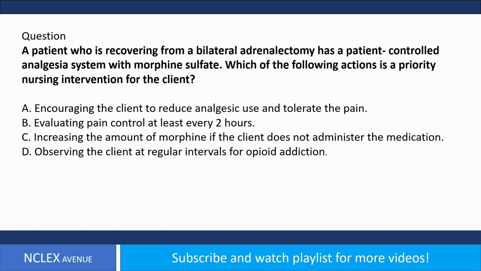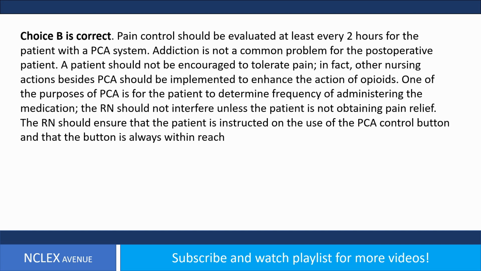Question. A patient who is recovering from a bilateral adrenalectomy has a patient-controlled analgesia system with morphine sulfate. Which of the following actions is a priority nursing intervention for the client? A. Encouraging the client to reduce analgesic use and tolerate the pain. B. Evaluating pain control at least every 2 hours. C. Increasing the amount of morphine if the client does not administer the medication. D. Observing the client at regular intervals for opioid addiction. Answer. Choice B is correct.